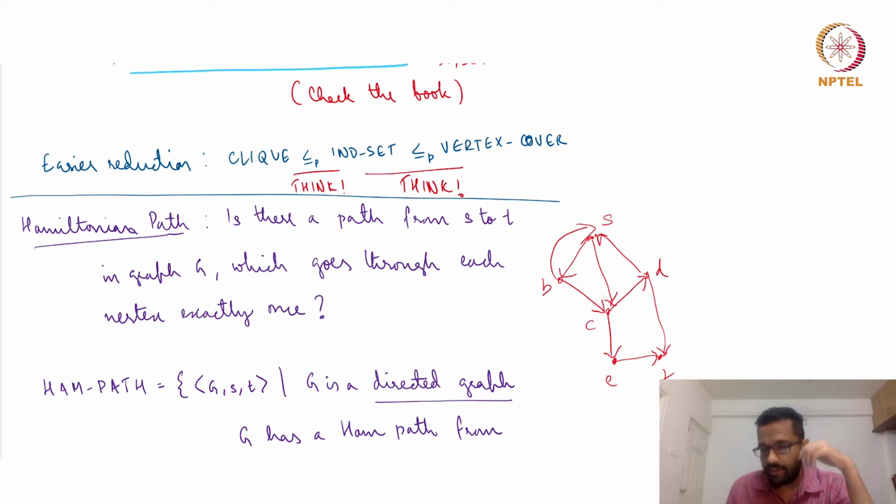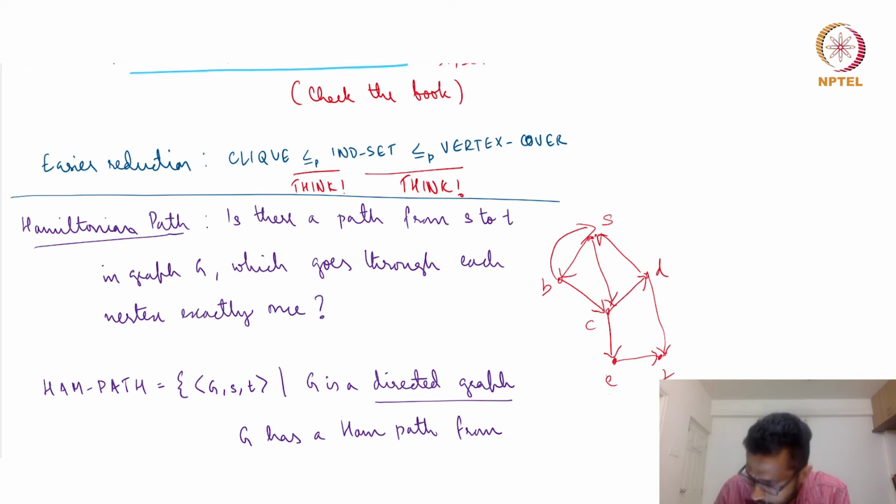None of these work. However, if you had an edge, let's say S, B, C, D, T, which edge would make it have a Hamiltonian path? So one would be S, B, C, E.